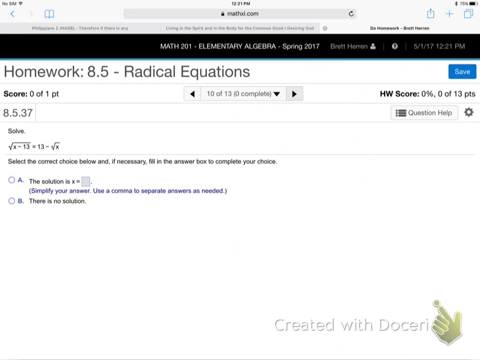All right, so this one's a bugger. I know we felt like the other ones were bad. This one's worse. These really do get tough here at the end. But you can do them. They just take a lot of practice. So, square root of x minus 13 equals 13 minus the root of x. This one's a double rooter. It has 2 roots. That's why it's so hard.